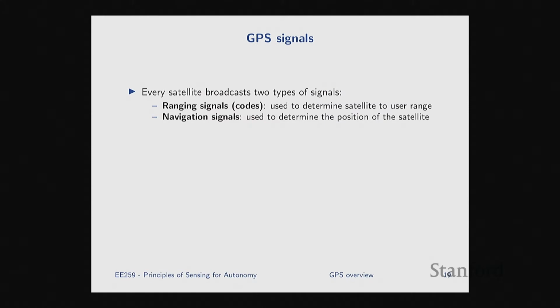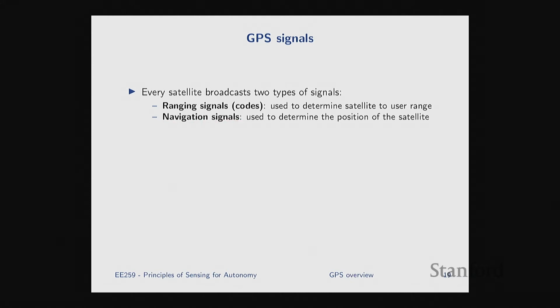Okay, so now let's talk about the signals that these satellites transmit. As we said, the receiver needs to determine 2 things: the position of the satellites and also its range to each satellite. And the satellites transmit 2 distinct kinds of signals for these 2 functions. There are ranging signals, also called codes, and we'll see why they're called codes. These are used to determine satellite-to-user range. And there's what we call the navigation signals.